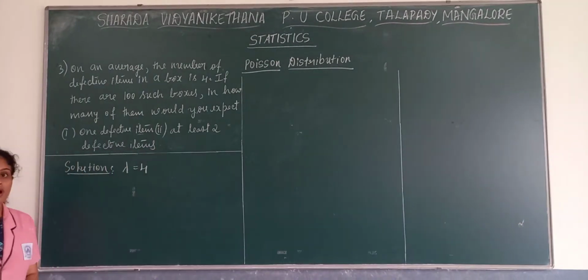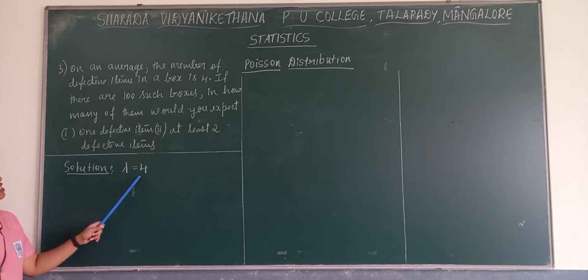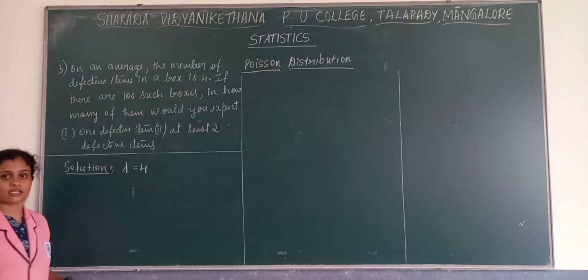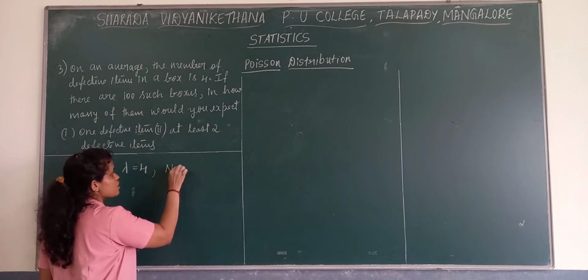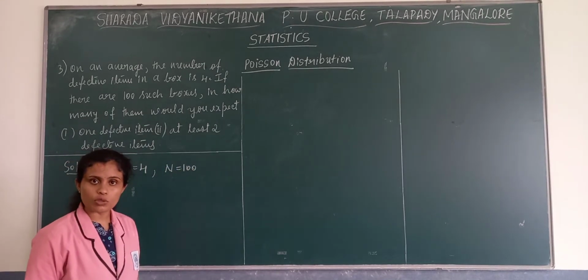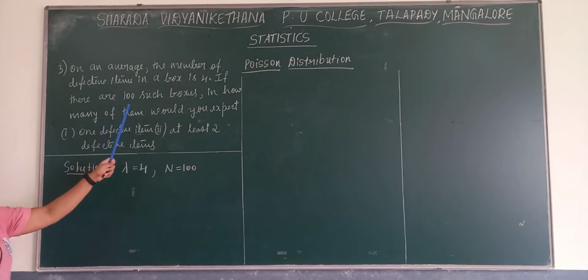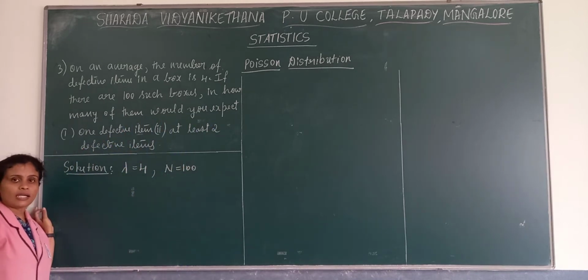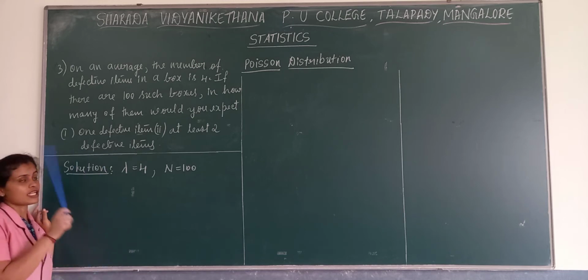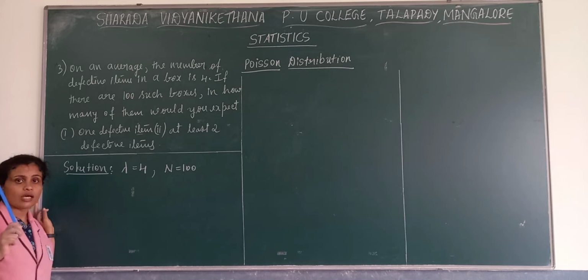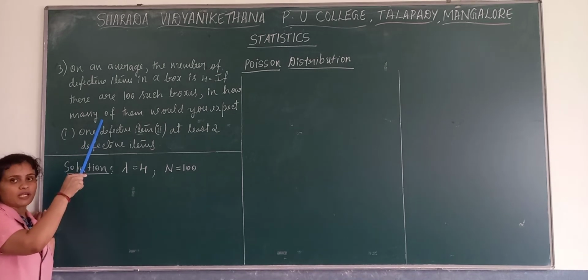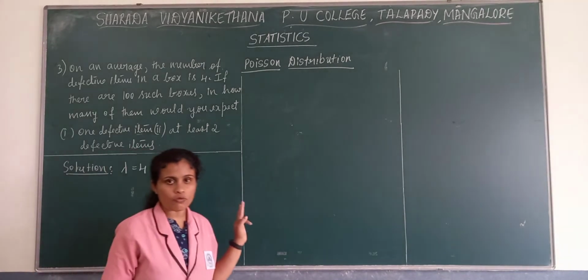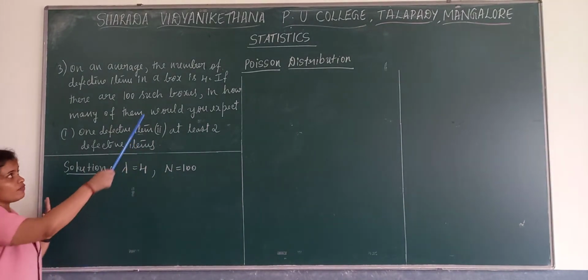Now, how many boxes are there? It's about this defective, it's about one particular box. Such kind of 100 boxes are there. N is equal to 100. Capital N is equal to 100. Now, based on that 100, two more questions you will get. In how many of them would you expect one defective? If 100 boxes are there, in how many boxes will you expect one defective? You have to find out the probability of one defective for one box, then multiply with 100. Then also at least two defectives of one box, you have to find out, then multiply with 100.